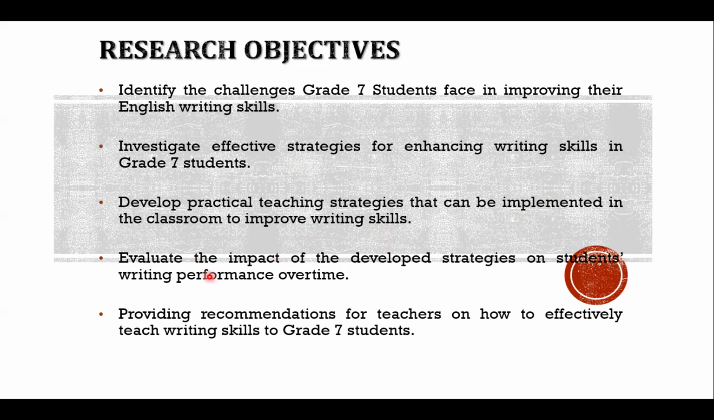And next, evaluate the impact of the developed strategies on students' writing performance over time. So this objective means the research will assess how well the teaching strategies work by tracking students' writing improvement over time. And finally, providing recommendations for teachers on how to effectively teach writing skills to grade 7 students.